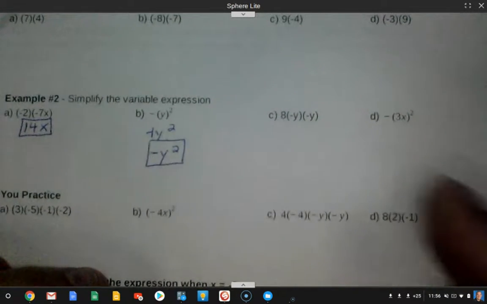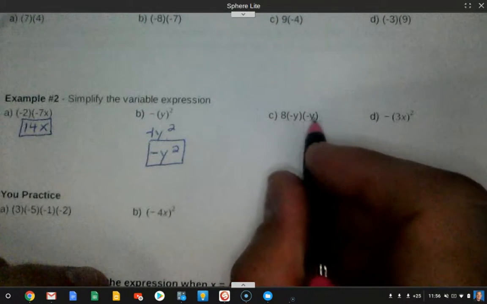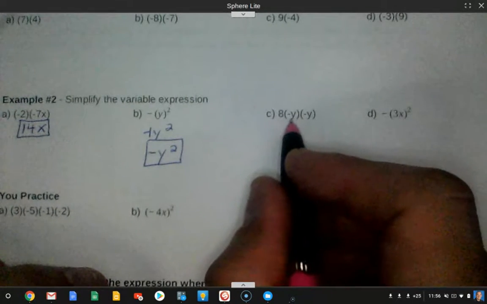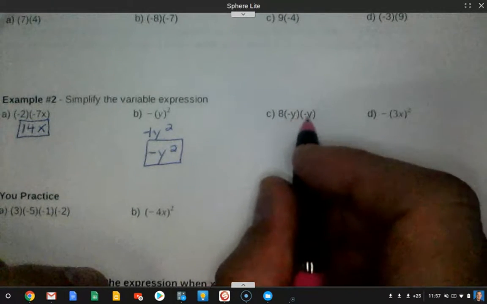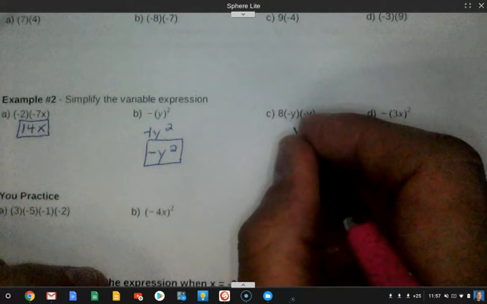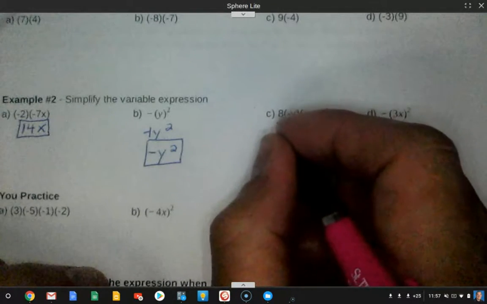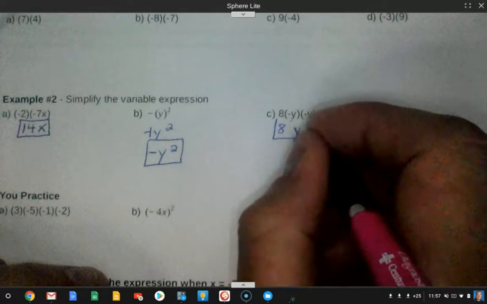On part C, let's do my negatives first. We can use the commutative property of multiplication, multiply in any order we want. So negative y times negative y. I have those two. I know that it's going to be a positive number, so it's going to be y squared. I'm going to multiply this by 8. So I have 8y squared.